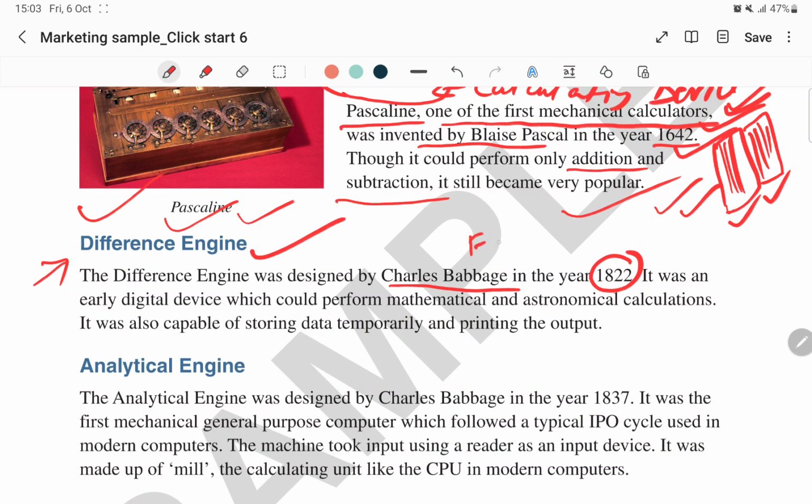who is known as the father of the computer, designed one of the engines known as the difference engine in the year 1822. So the difference engine is also one of the early calculating devices, developed by Charles Babbage in 1822. And what was the main aim of developing that particular engine, and why are we saying engine, although it is a device, it is a calculating device.